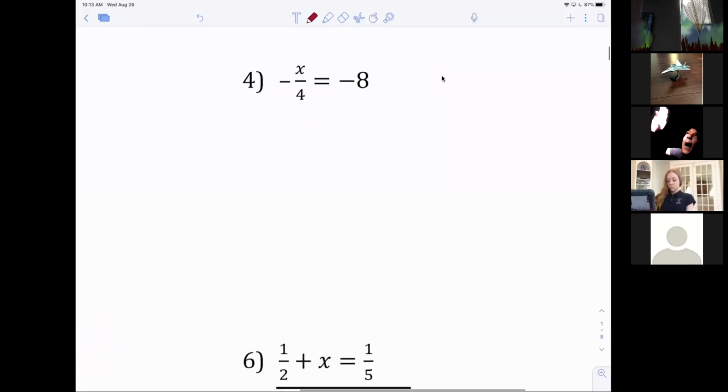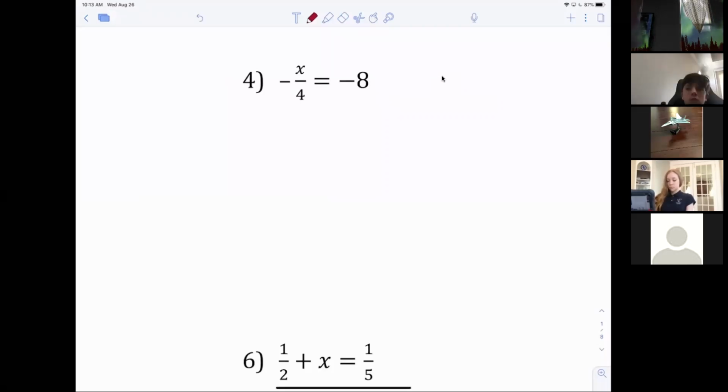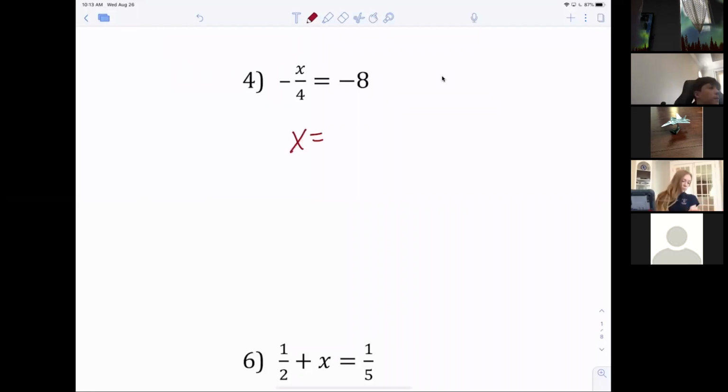Now, we've done this one 1,000 times. How do we undo division? Multiplication. I don't have to put multiply by -4, multiply by -4 anymore. I want you to be able to look at that and just say, obviously, x equals 32. Everybody good? Any questions?